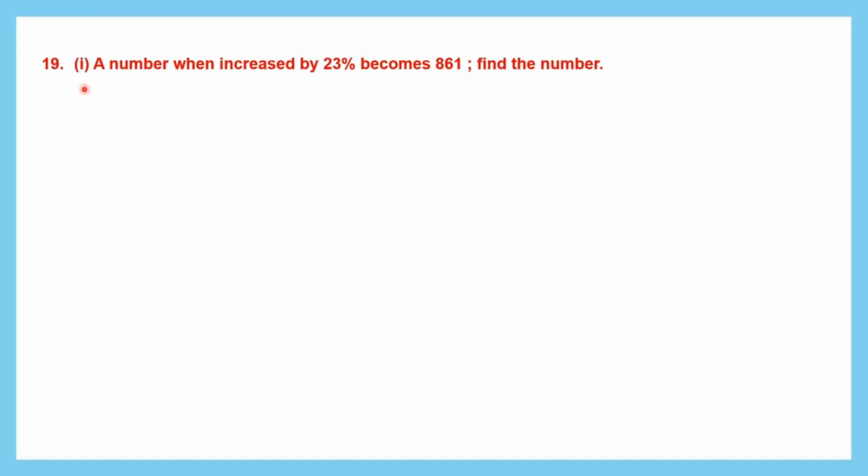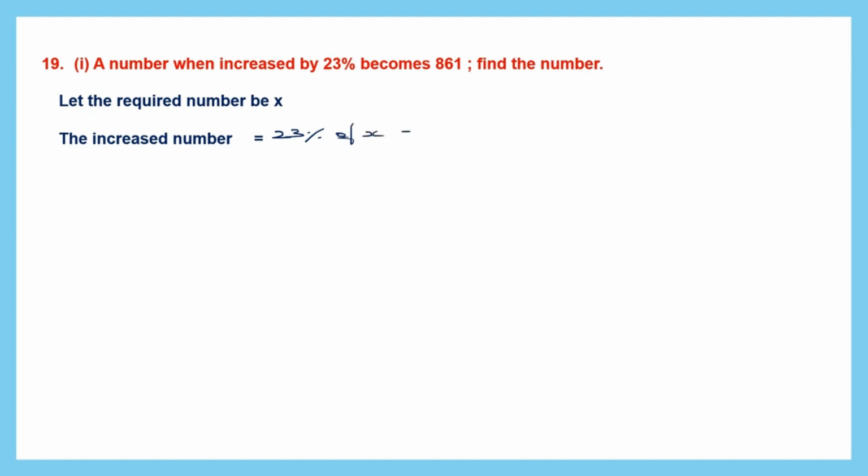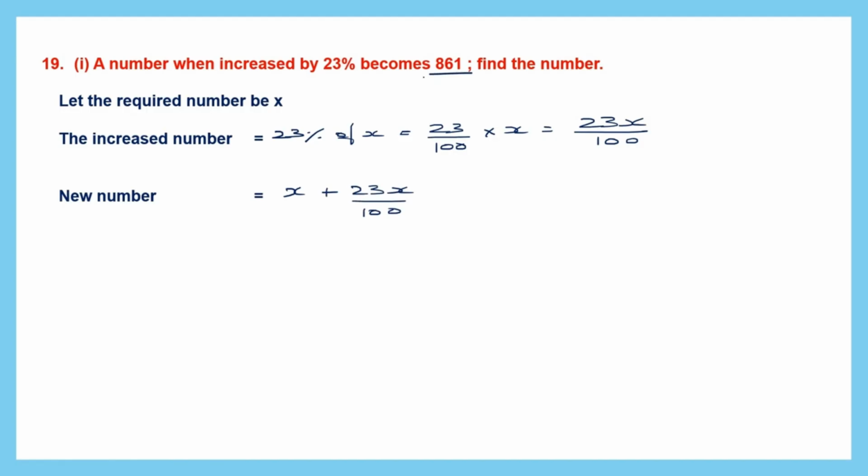Question 19, the first question here. A number when increased by 23% becomes 861. Find the number. So let's consider the number to be x. So the increase is 23% of x, which is 23 by 100 into x, equal to 23x by 100. Now the new number will be x plus 23x by 100, and this we know is equal to 861.